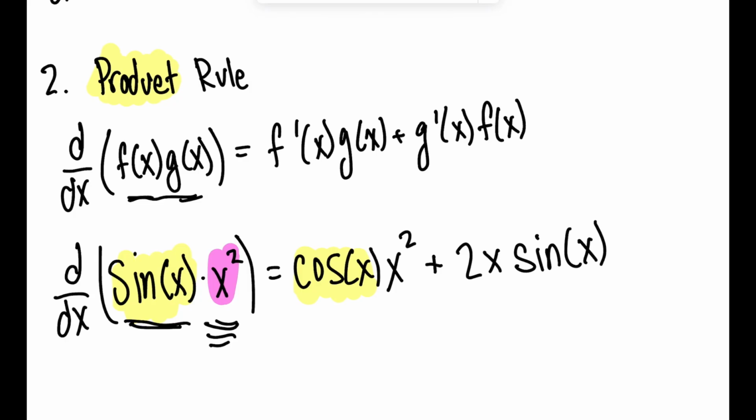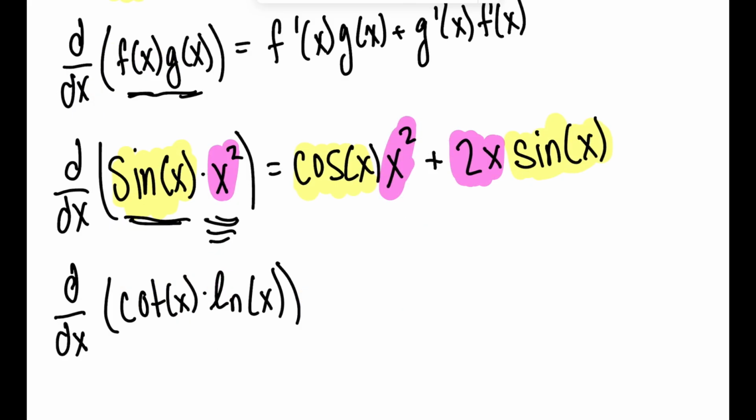So our derivative is cosine of x, which is the derivative of sine of x, times x squared, which is just our original function. And then we have the derivative of x squared, which is 2x, and then we have sine of x.